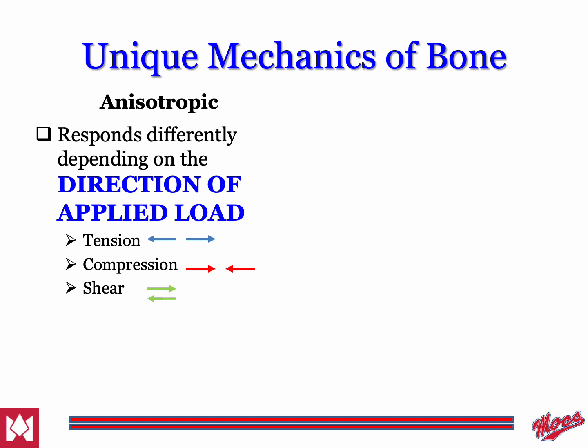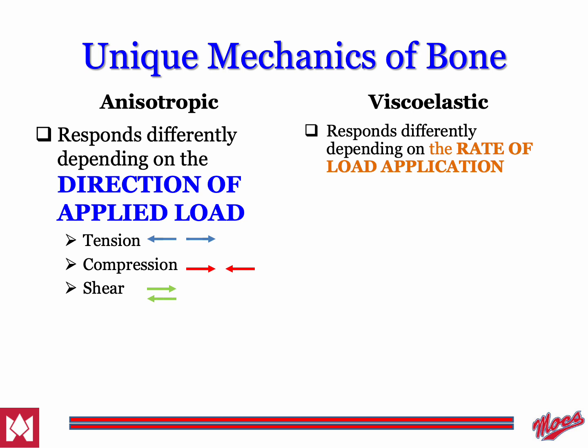However, if we have some type of force that is applied in opposite directions across that long axis or 90 degrees to that long axis, we are probably going to see more deformation and a potential fracture from that type of shear force, right? The second characteristic is called viscoelasticity.